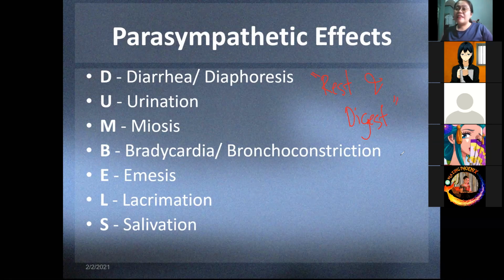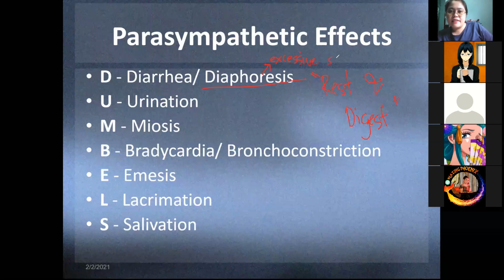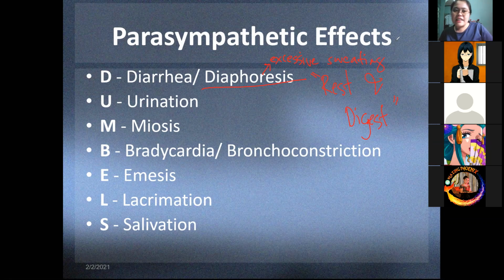At the same time, remember that our sweat glands are also governed by acetylcholine, so there will be diaphoresis. Diaphoresis means excessive sweating. Okay? And then there will be urination and then miosis. Miosis is pupil constriction. Again, it is pupil constriction. Of course, urination, I will not explain. You know that very well.